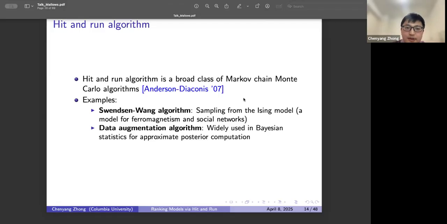Besides Swendsen-Wang, the hit and run algorithm class also includes the data augmentation algorithm, which is used a lot in Bayesian computation, because in Bayesian statistics, we typically want to approximate the posterior distribution, and the data augmentation algorithm is typically efficient for sampling from those posteriors.